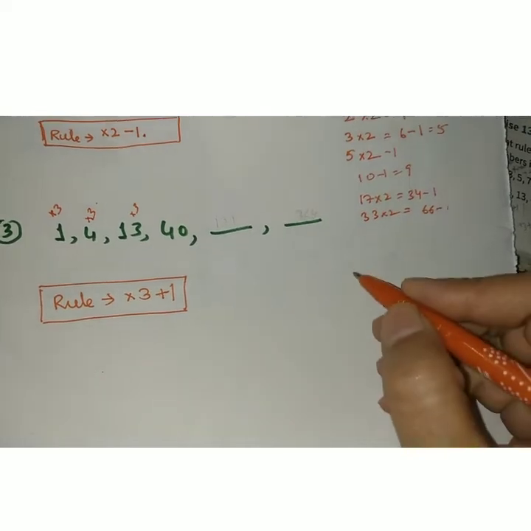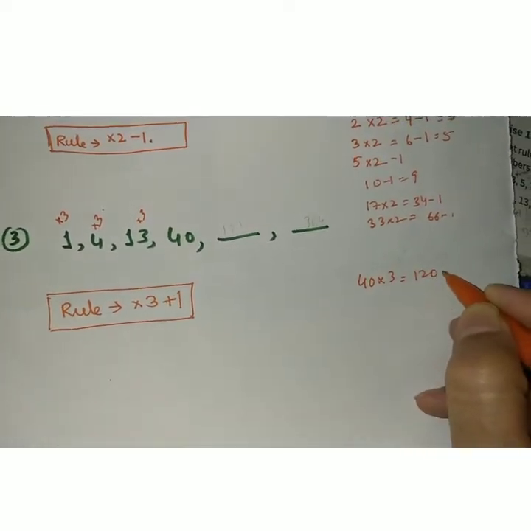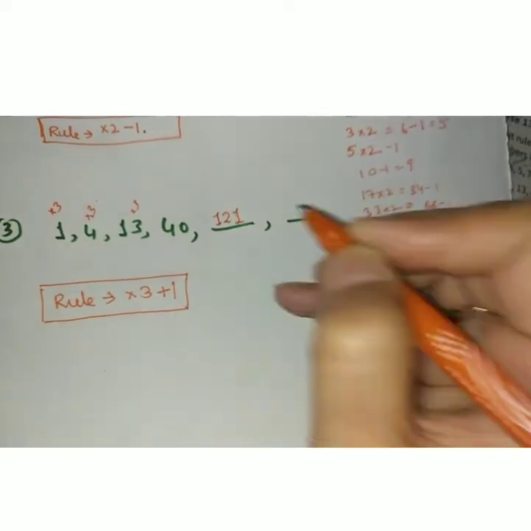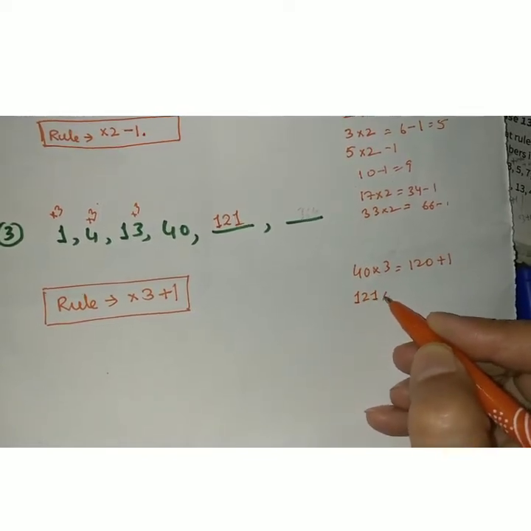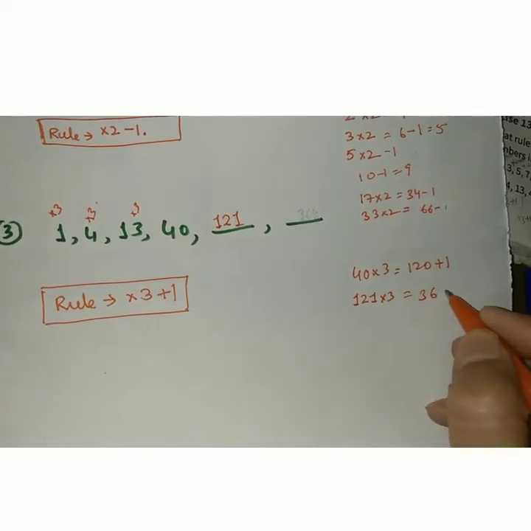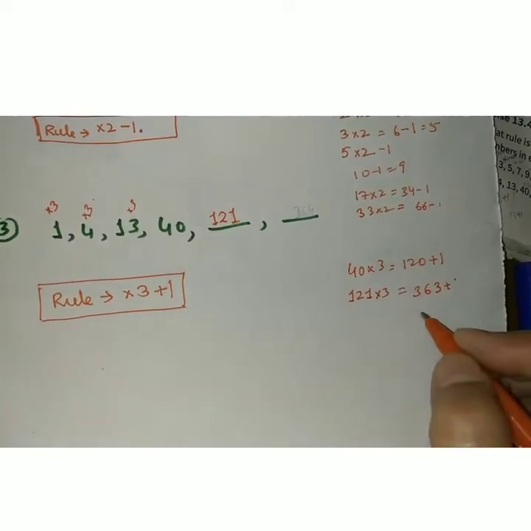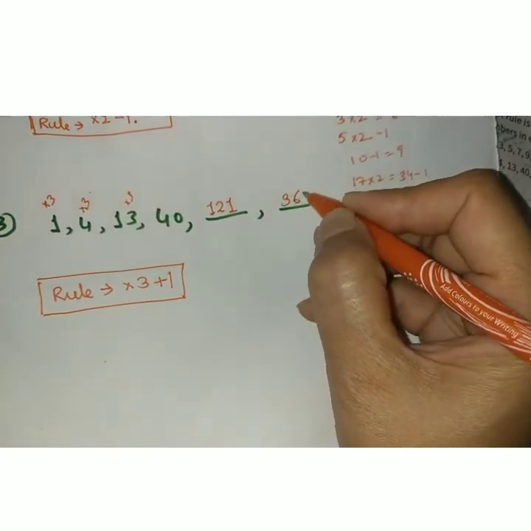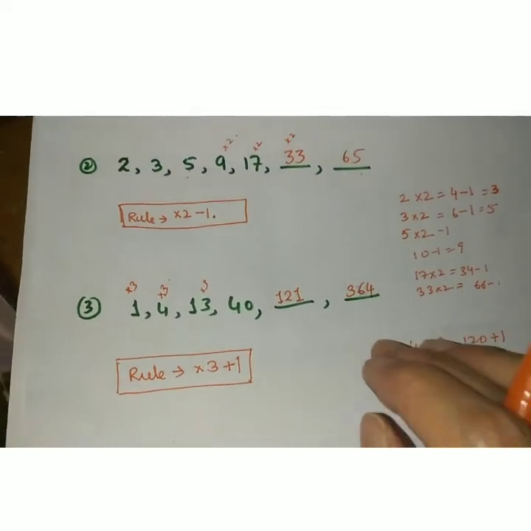Now 40 multiplied by 3 gives you 120. Adding 1 to it, we get 121. Now 121 will be multiplied by 3. It gives you 363. Then add 1 to this number. You got 364. So this is how we complete the number pattern.